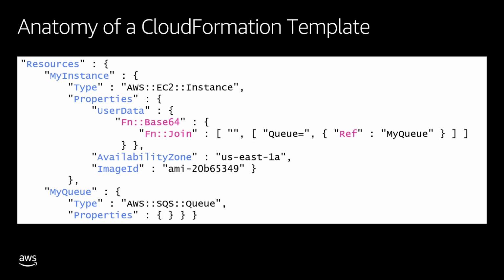Also, you have some simple functions available for you to operate. For example, if you want to join a few strings together, you can use this Fn::Join function. If you want to convert a string into base64 encoded format, you can use Fn::Base64. You can also refer to other resources. For example, here I have referred to a resource called my queue, which this EC2 instance depends on.